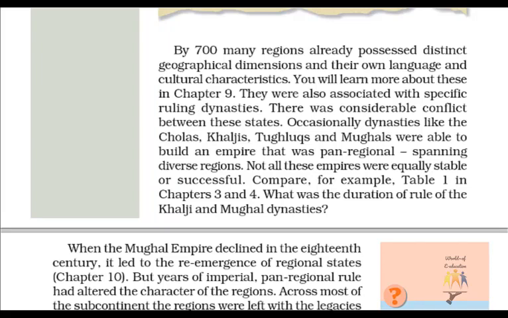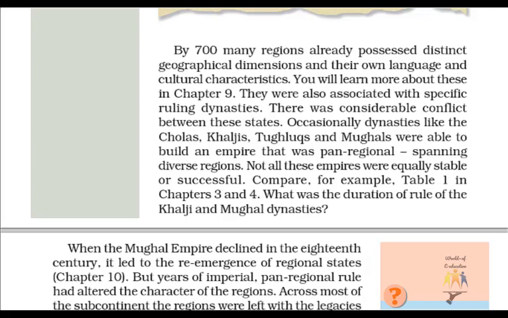They were also associated with specific ruling dynasties. There was considerable conflict between these states. Occasionally dynasties like the Cholas, Khaljis, Tughluqs and Mughals were able to build an empire that was pan-regional, spanning diverse regions. Not all these empires were equally stable or successful. Compare, for example, Table 1 in Chapters 3 and 4. What was the duration of rule of the Khalji and Mughal dynasties?